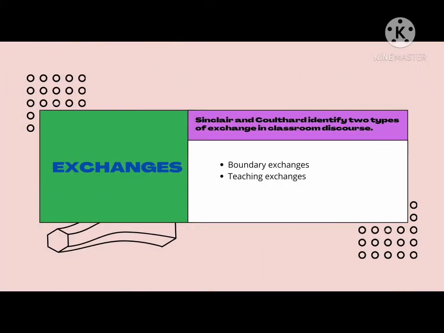Now move on to exchanges, which make up the transactions. Sinclair and Coulthard identified 2 types of exchanges in a classroom discourse. These are boundary exchanges and teaching exchanges. Boundary exchanges signal the transition from one section of the lesson to the next and are initiated by the teacher, whereas teaching exchanges are where questions are asked and answered and feedback is given on answers.